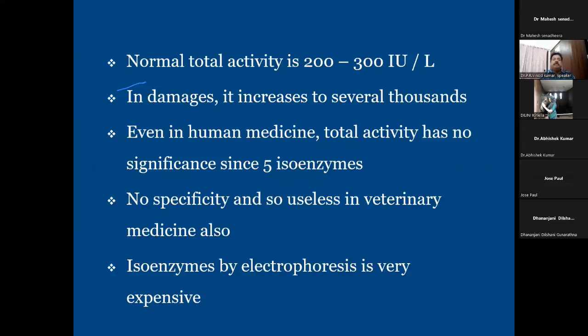Even in human medicine, total activity is not so significant since 5 isoenzymes are there. And there is no specificity because 5 isoenzymes are there. So we can ignore that to a certain extent. And electrophoretic studies are very expensive. We need not go after that.